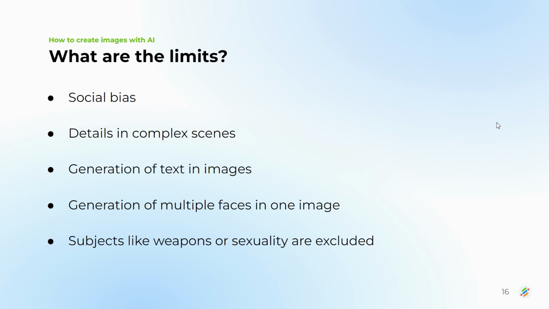Despite everything, there are limits to artificial intelligence. Accordingly, they do not always represent the diversity of society in terms of nationality, skin color, sexuality, gender, and religion. The representation of details in complex scenes does not work properly at the moment, and, moreover, it is not possible to integrate texts into the images. The integration of multiple faces in one image is also not easily possible at the moment. The faces might look distorted. Sensitive topics such as firearms or sexual depictions also cannot be generated.